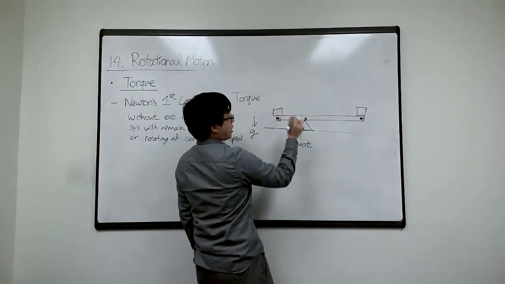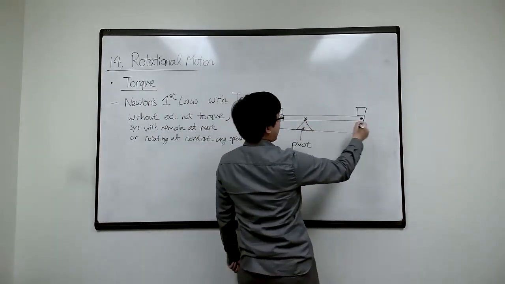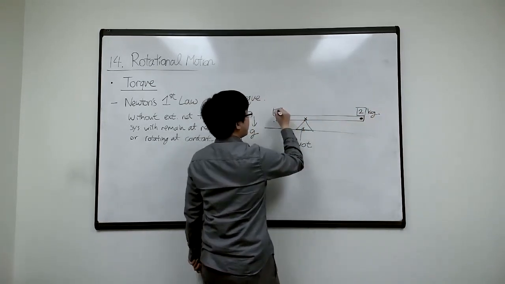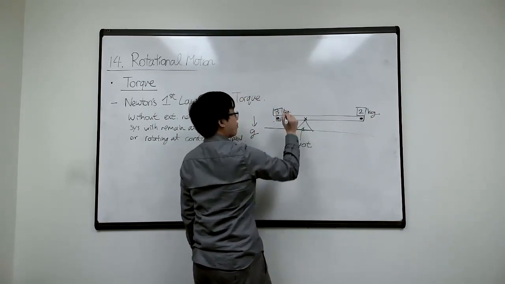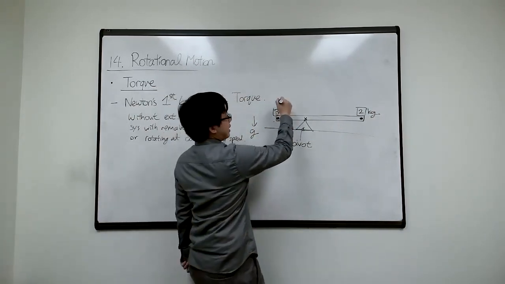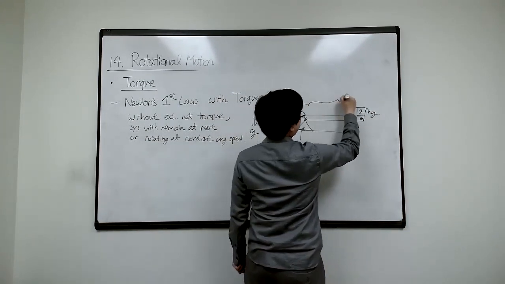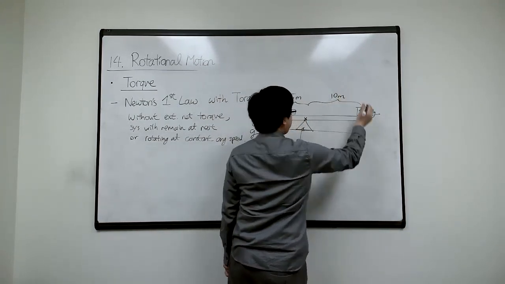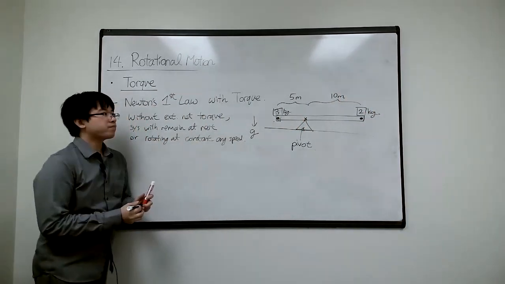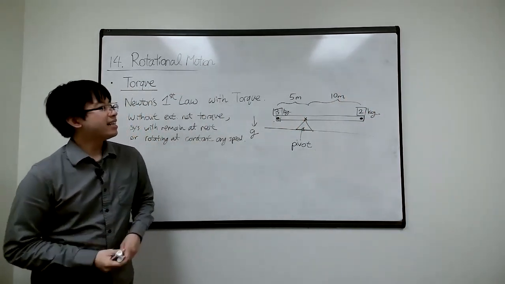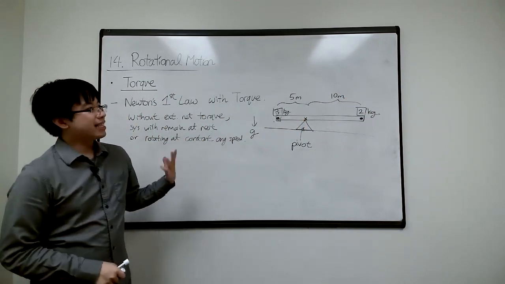All right, so let's use our favorite numbers. We'll put a 2 kilogram mass over here and a 3 kilogram mass over here. This one is going to be 5 meters away from the pivot, and this one is going to be 10 meters away. Now, my question to you is, which way will it rotate? You need to calculate the net torque on it.